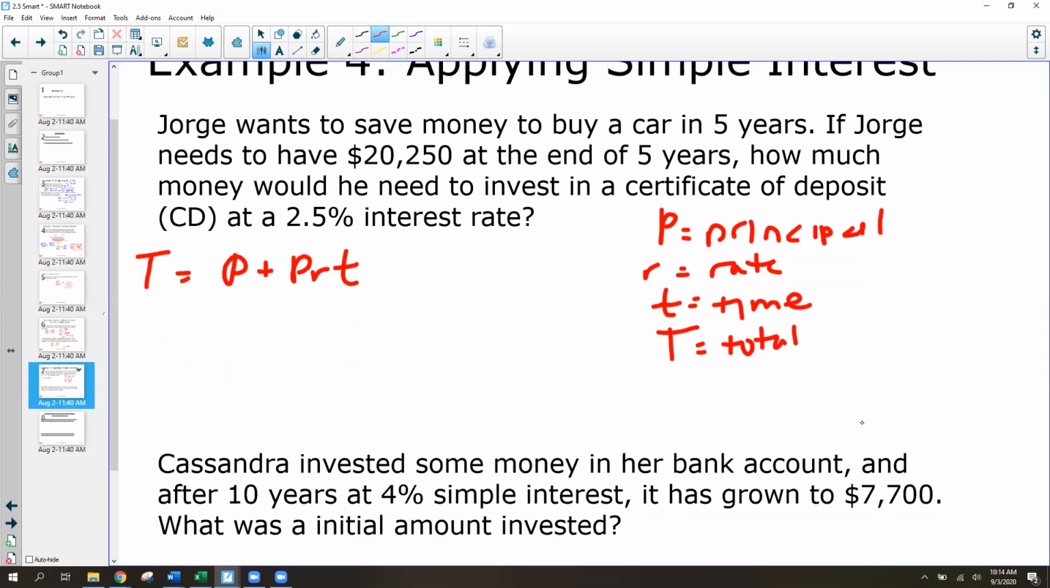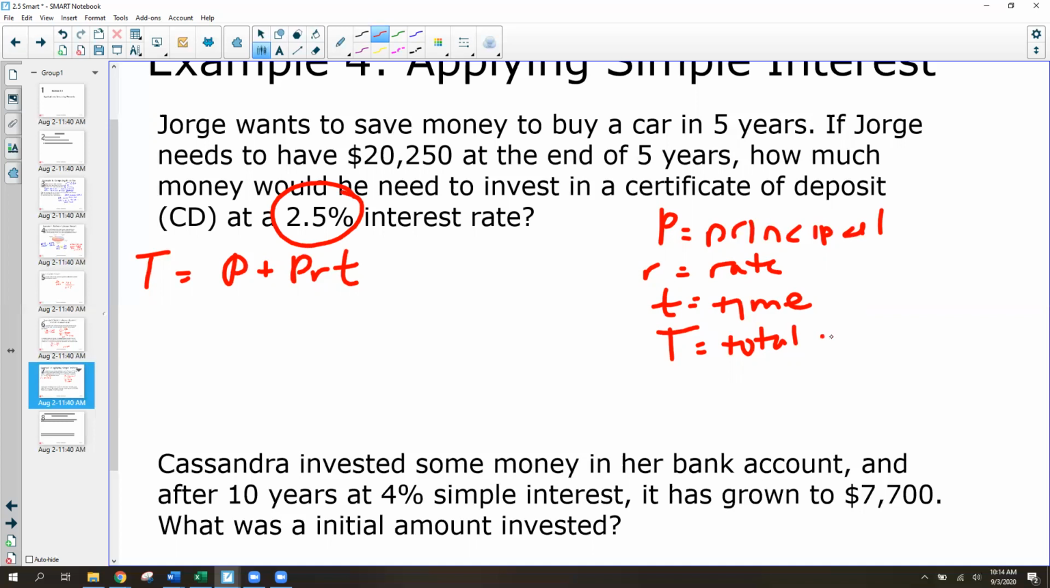So Jorge wants to save money to buy a car in 5 years. He needs to have $20,250 at the end of 5 years. It's very specific. How much does he need to invest in a CD at 2.5% interest rate? When you do these, you're going to write the interest rate as a decimal. Okay, so we need to convert that.